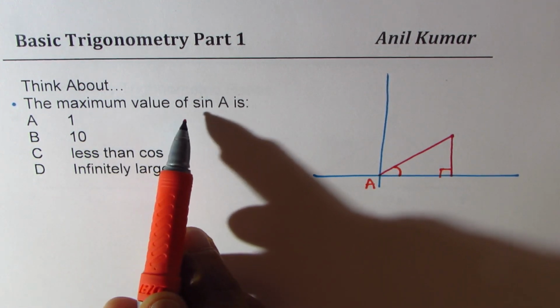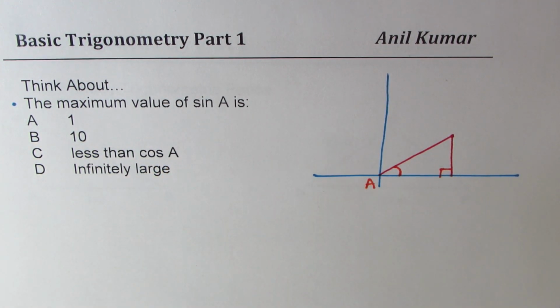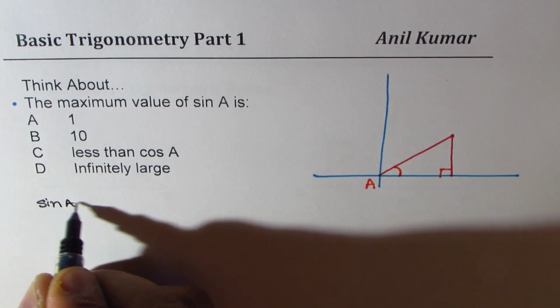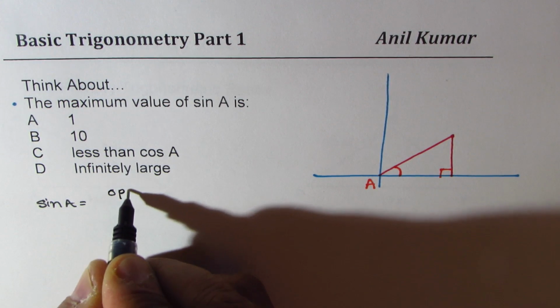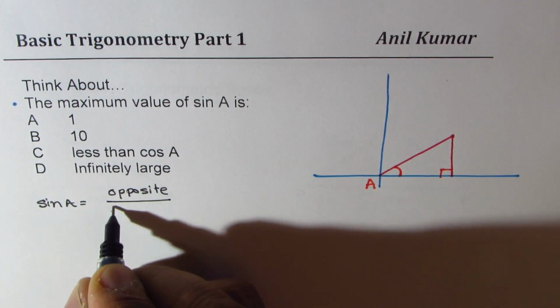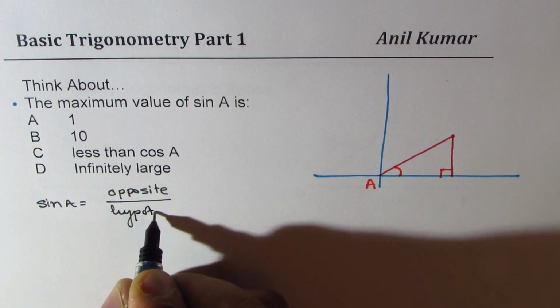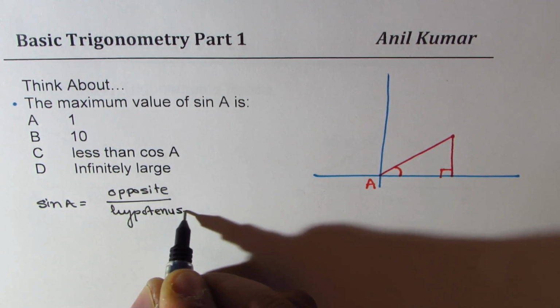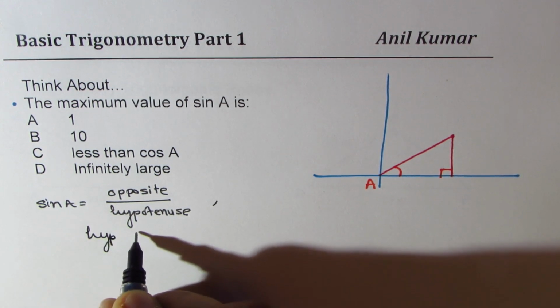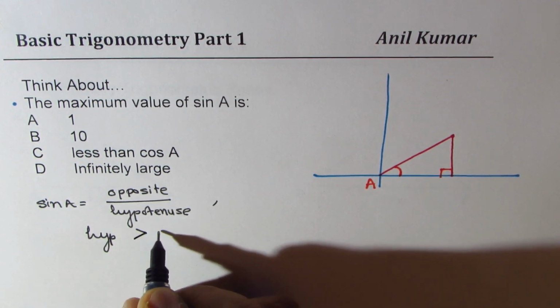Now, what could be the maximum value of sine A? Let's recall, sine A is the opposite side over the hypotenuse. Now, as you know, the hypotenuse is always greater than the opposite side.